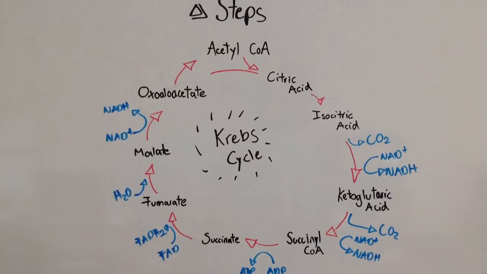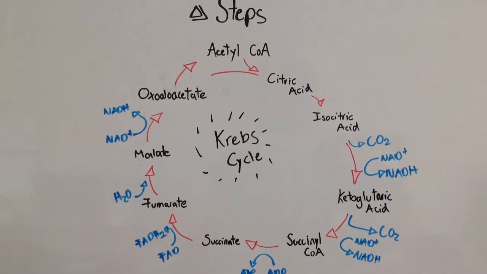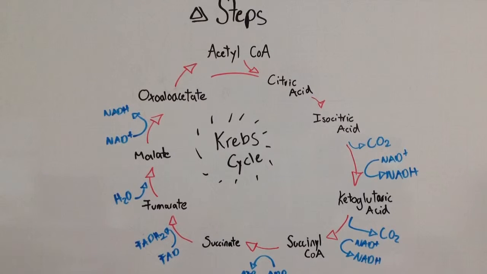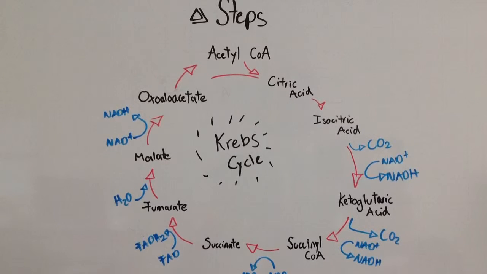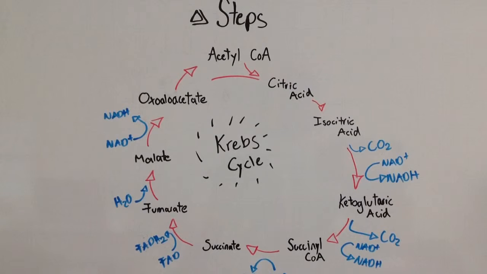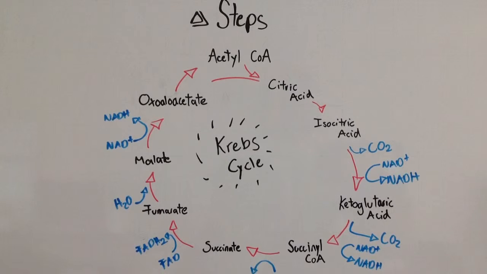The fumarate is then hydrated by the enzyme fumarase to form malate. Lastly, the malate is dehydrogenated by the enzyme malate dehydrogenase, forming the original molecule from this reaction. NADH and NADPH are also produced. Once the molecule has been regenerated, the Krebs cycle can repeat.